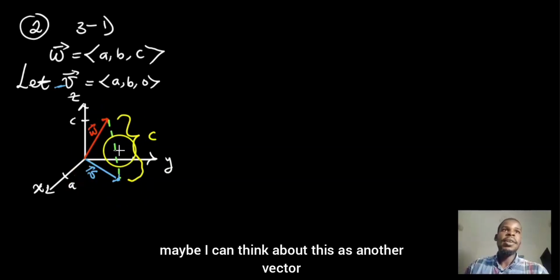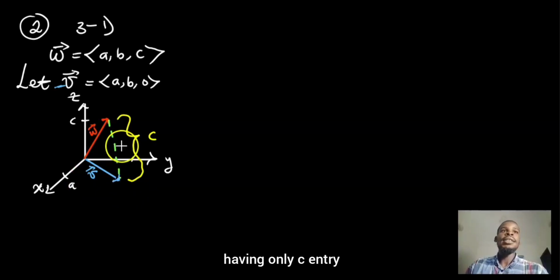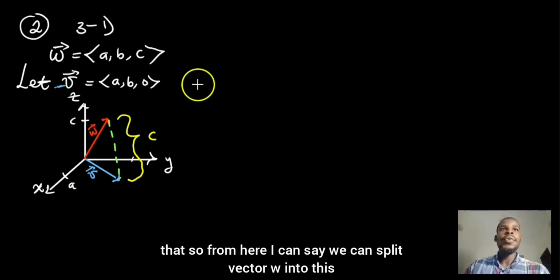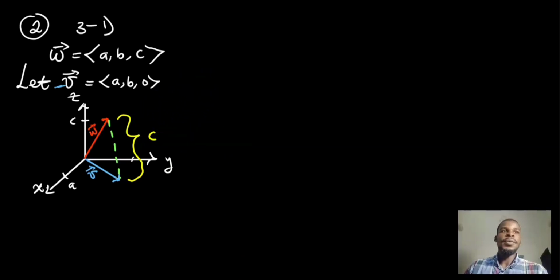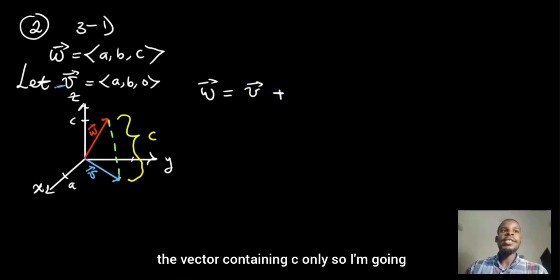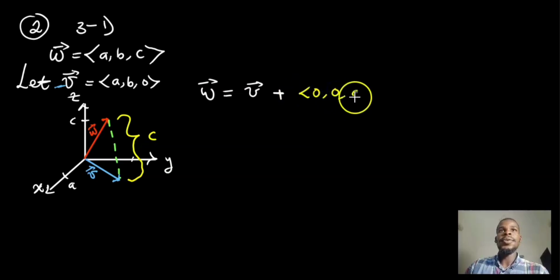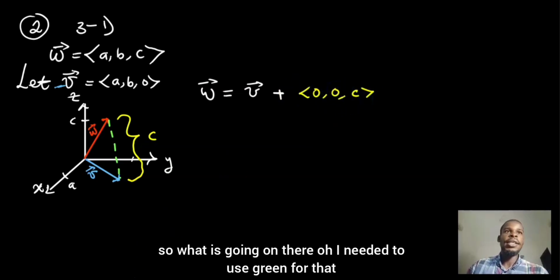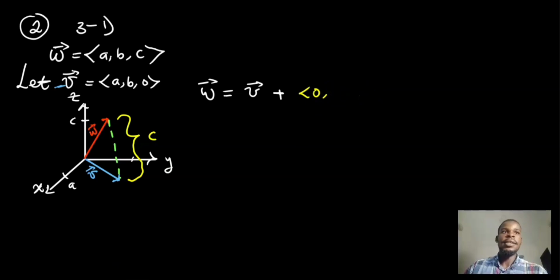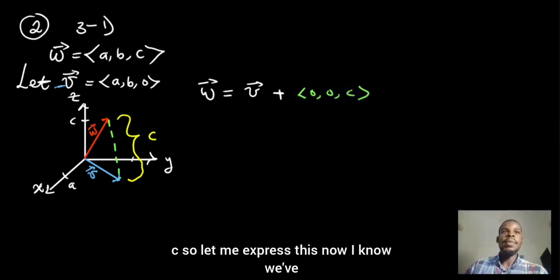This, maybe I can think about as another vector having only the c entry. The other entries will be 0. So from here we can split vector w into this. We can write vector w as vector v plus the vector containing c only. So I'm going to say a vector like this: 0, 0, c. Oh, I needed to use green for that. Excuse me. Okay, so let me write it again: 0, 0, c.